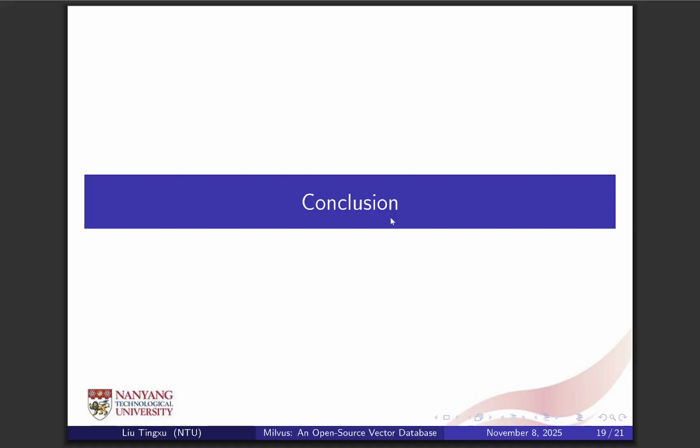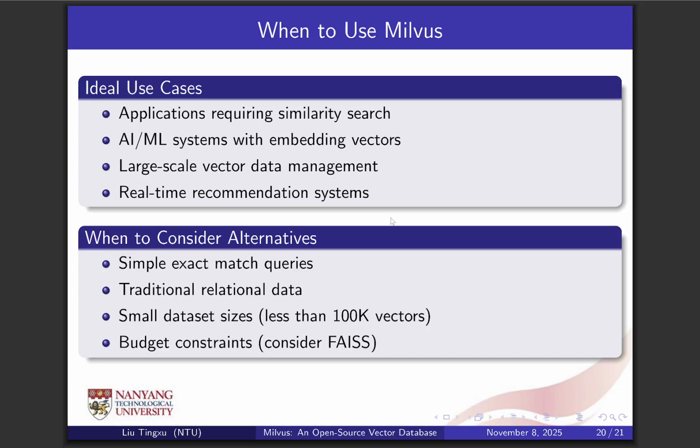Finally, let's talk about our conclusion. When to use Milvus, the ideal use cases are below: applications requiring similarity search, AI and machine learning systems with embedding vectors, large-scale vector data management, and real-time recommendation systems. And below are some situations where you can consider alternatives.